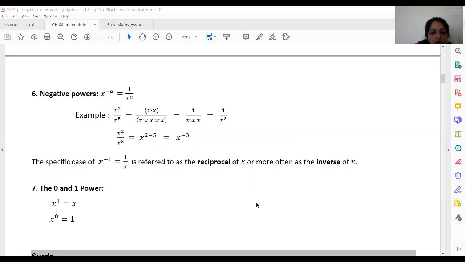And the last rule of indices, that is the power 1 and 0. If the power is 0 and the base is any non-zero number, then the answer is 1. And if the power is 1 and the base is any non-zero number, then the answer is the number itself.